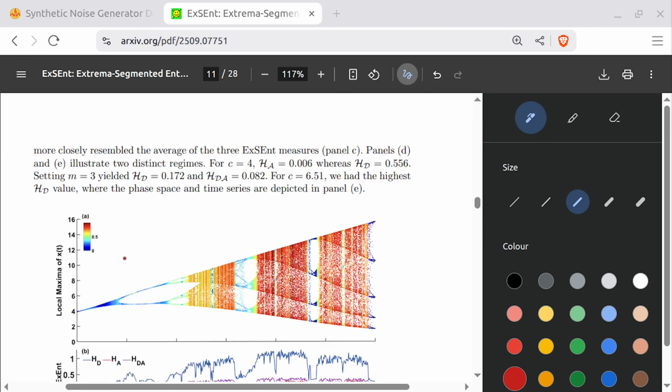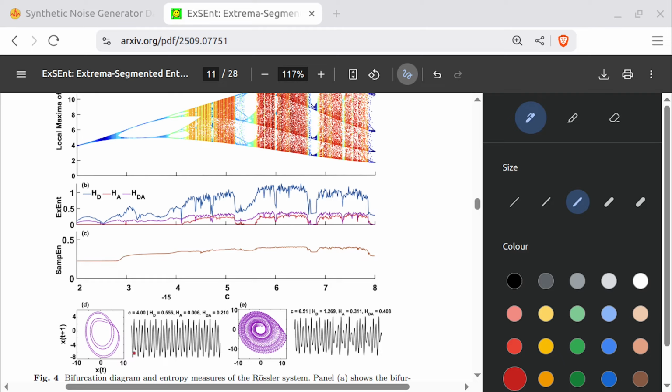And yes, your understanding of the insets D and E is correct. These panels show waveforms generated at two different C values. Panel D, for C equals 4.00, represents a less chaotic or semi-periodic behavior, while panel E, for C equals 6.51, shows a more chaotic behavior, as indicated by the ExSEnt metrics.